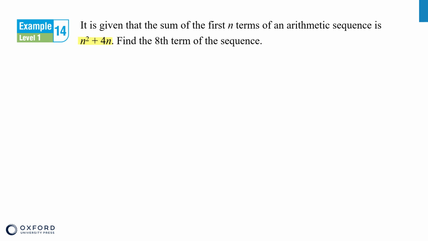Some of you may mistakenly think that n squared plus 4n is the general term of the sequence, but it's not. It's the summation formula. That means we cannot find the eighth term by substituting n equals 8 into the formula. Then how do we find it?